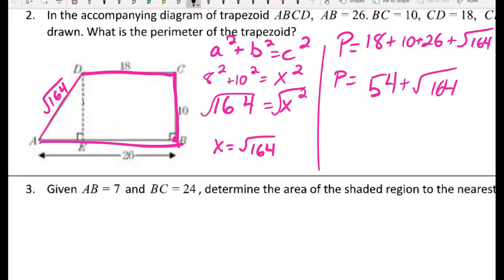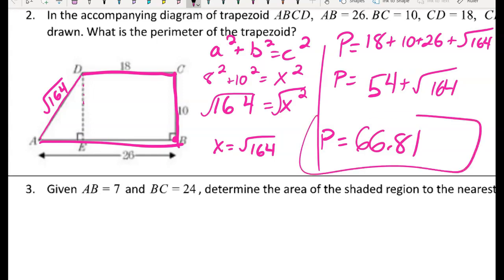Or again, if I type that into my calculator to get a rounded answer, because radical 164 is irrational, that's just going to be 66.81 units.